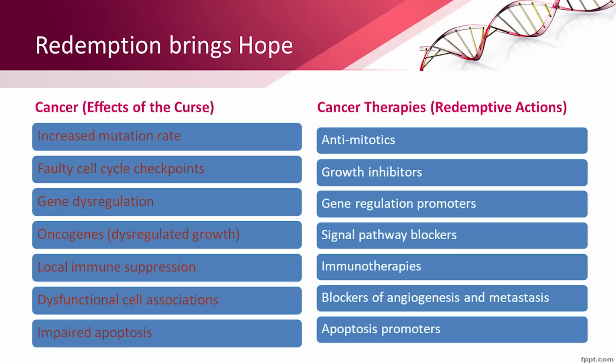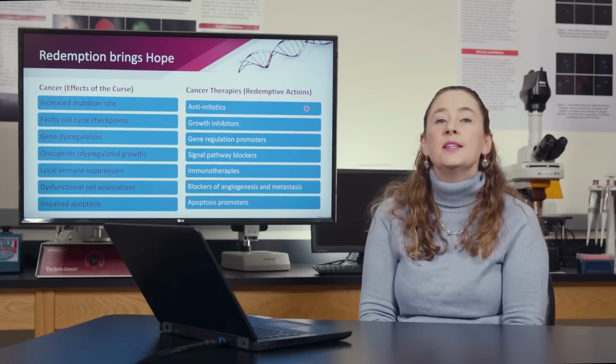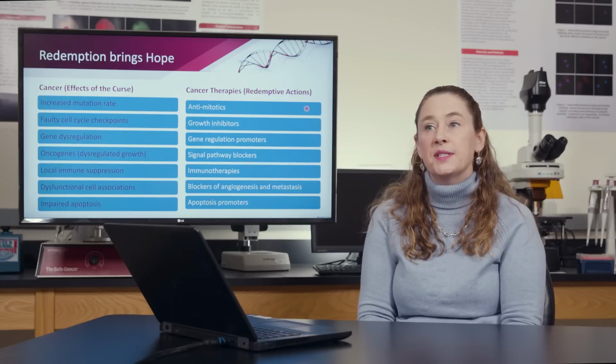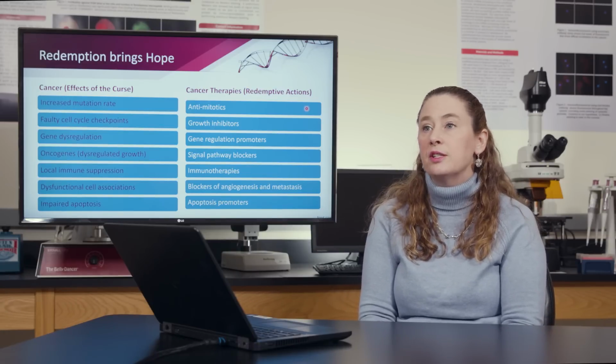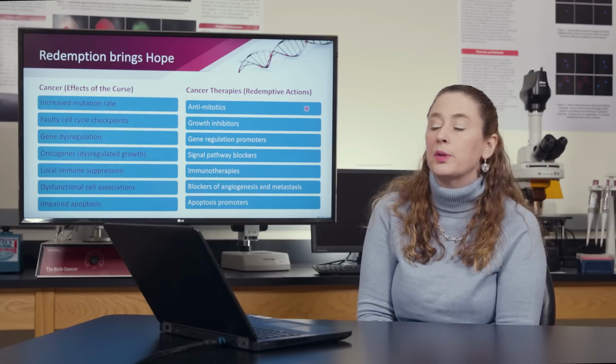So on the left, I have a bunch of effects of the curse listed. All of these effects of the curse are examples of contributors to cancer as a disease. On the right are a few of the therapies that are used against cancer. This is definitely not comprehensive. You notice I don't even have things like radiation or surgery on here, which are certainly important.